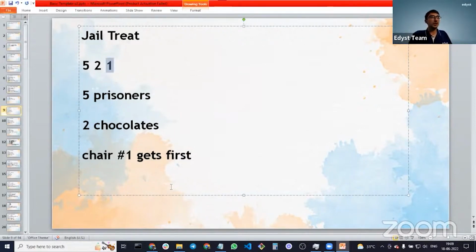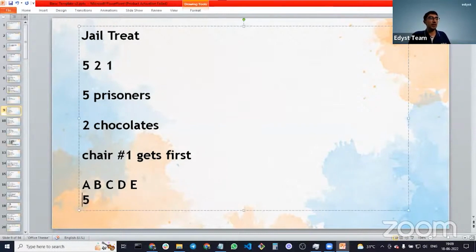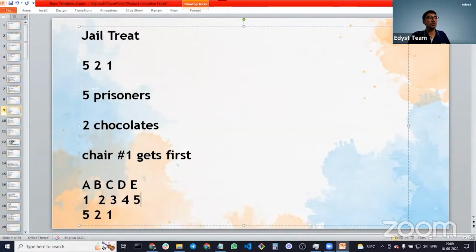Okay, what is the question saying? The question is saying something like this: A, B, C, D, E. Let's say there are 5 prisoners overall, and there are 2 chocolates, and I'm starting at chair number 1. Let's say A is chair number 1, assuming it's 1-based indexing, like the numbering goes 1, 2, 3, 4, 5. So chair number 1 gets a chocolate. Chair number 2 gets a chocolate.